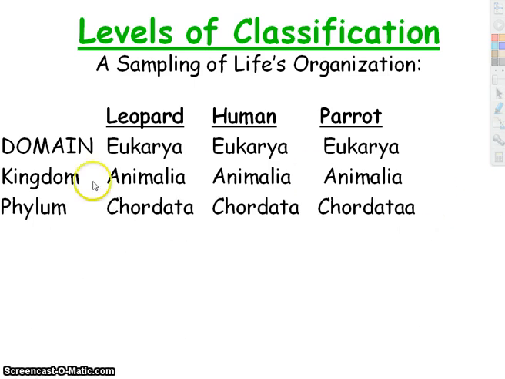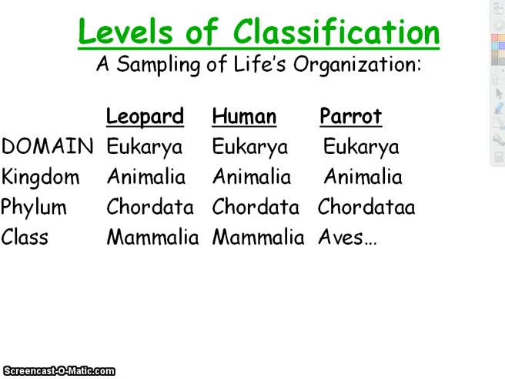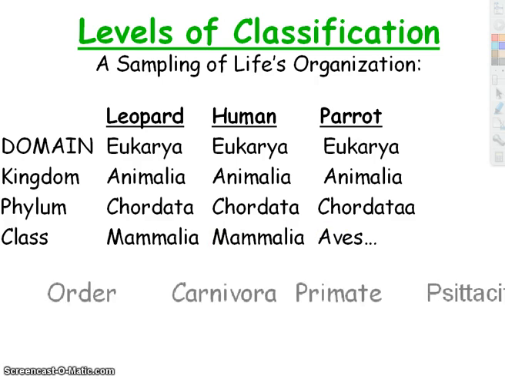Then we have phylum. Since all 3 of these have backbones, they belong to the phylum Chordata, so they have that in common. I spelled that wrong, I see. Class, now you see where a leopard and a human are more closely related than either of us are to the birds, because the birds are in a different class. They're in Aves, and Aves have certain characteristics: beaks, feathers, etc. Mammals have different characteristics, giving milk to their young, live birth for most of them, and all of that stuff.